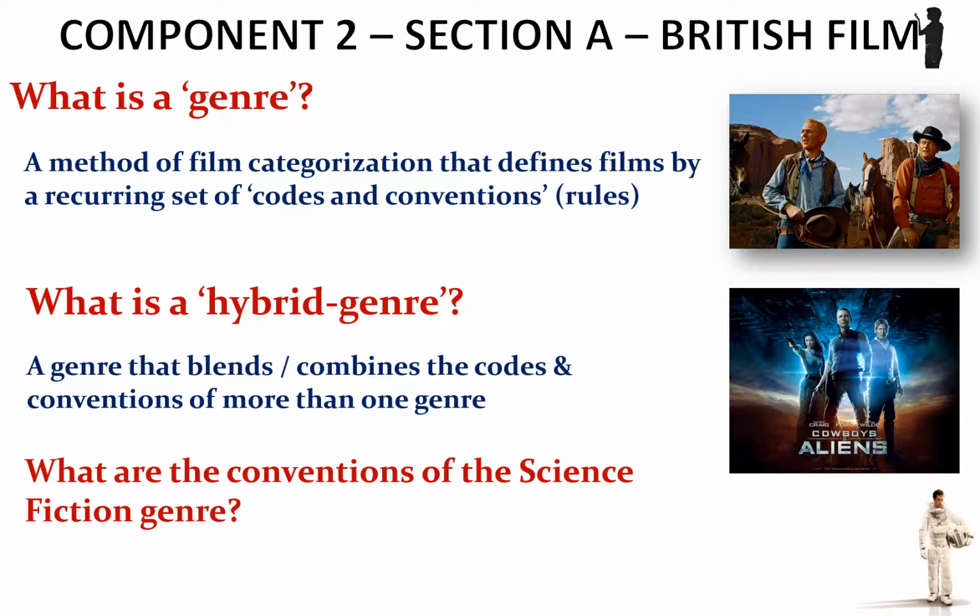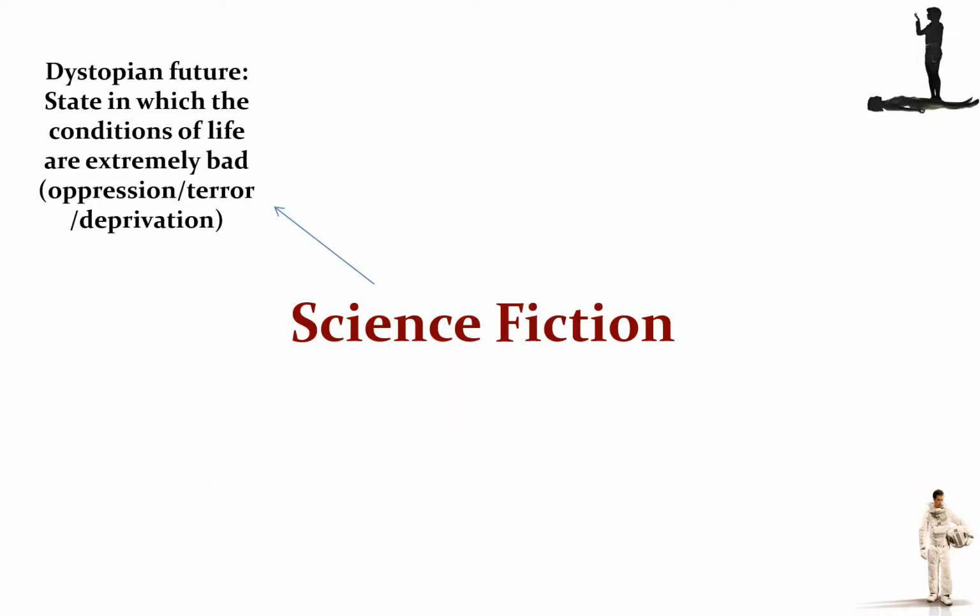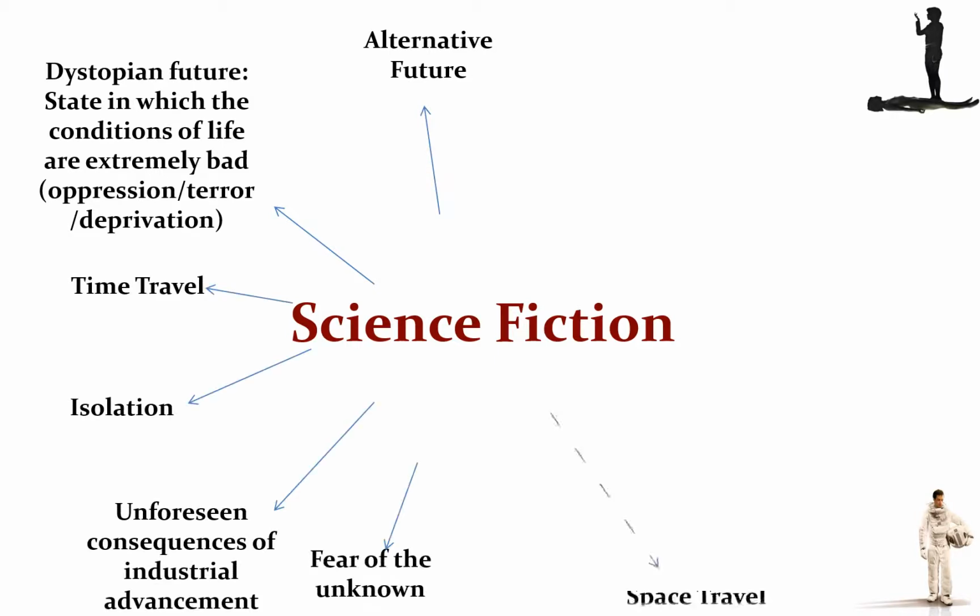The genre we'll need to study for this module is science fiction, and the conventions of science fiction are coming up on screen now, and I'll just talk about a few. A lot of sci-fi films depict dystopian futures. This is a state in which the conditions of life are extremely bad, usually caused by oppression, terror, deprivation, or, as it says at the bottom of the screen, the unforeseen consequences of industrial advancement.